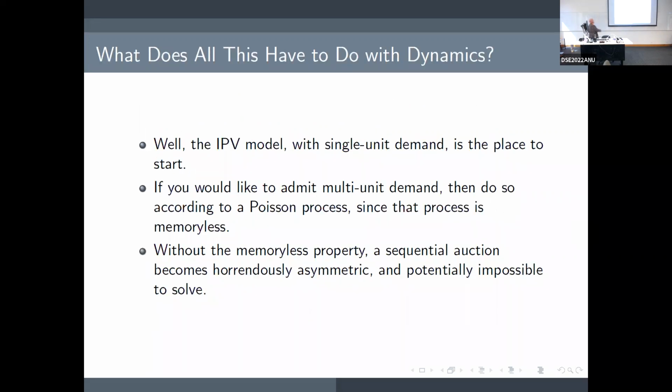Okay, so once again, what does this have to do with dynamics? Well, I think if you're going to work in this area, you should start with a model within the IPV that has single unit demand. And if you want to extend it, then you want to extend it in a very particular way. I know there are lots of processes that could have multi-unit demand. I'm going to counsel to use the Poisson process. And the Poisson process is built up from an exponential model.